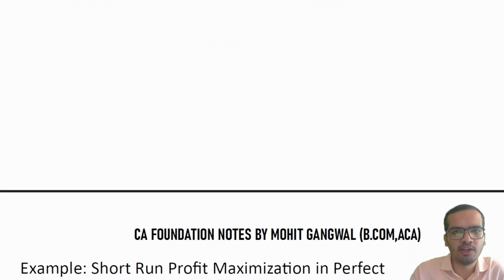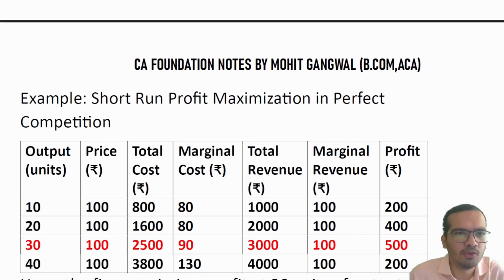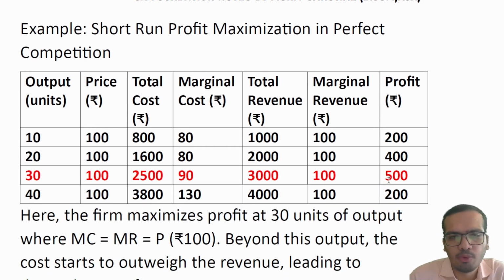So we have a tabular example for it. I have an example of short run profit maximization in perfect competition. We have outputs of 10, 20, 30, 40 units, and we have the same price for all the quantities, while the total cost will be different in every case. The marginal cost is also changing and increasing. Similarly, there is a column for total revenue, then marginal revenue, and lastly a column for profit.